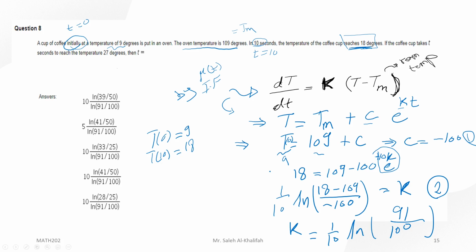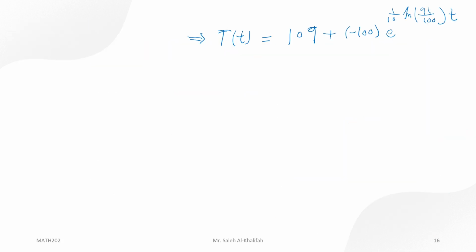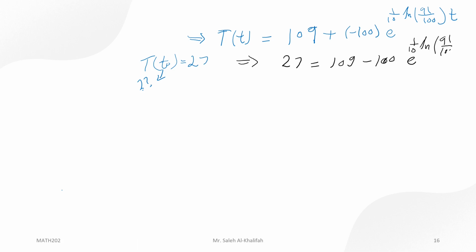Okay now يقول لك find what is t after t seconds the temperature is 27. Find t. Okay معناته T of some initial, we'd say t naught, some time, equals 27 degrees. Find what is t naught. Simply طبق الفورمولا، معناته 27 equals 109 minus 100 e to the power 1 over 10 natural log of 91 over 100 t naught. We need to find this t naught. Now we solve, we will get what?